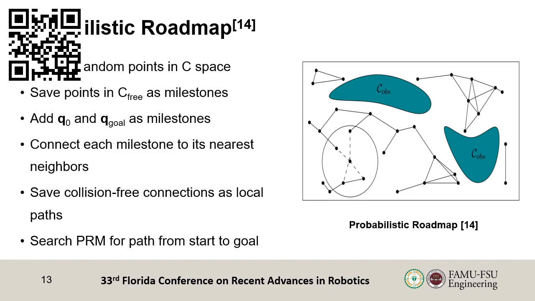The probabilistic roadmap algorithm is an example of a sampling-based technique. The figure on the right illustrates the process of constructing a probabilistic roadmap. The first step is to sample random points in the configuration space. The points in the free space are saved as milestones, while the points in the obstacle space are ignored because the robot cannot travel to these locations. The initial and goal configurations are also added to the milestone list. Next, connect each milestone to its nearest neighbors. The collision-free connections are saved as local paths. Lastly, the probabilistic roadmap is searched for a path from the start to the goal configurations.